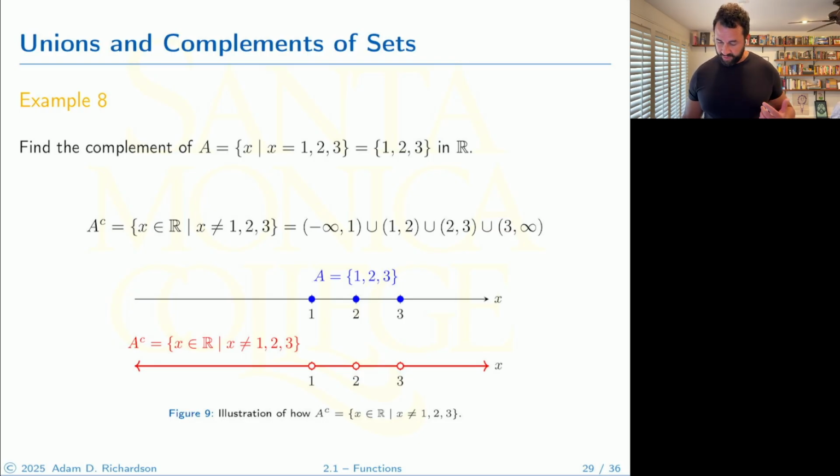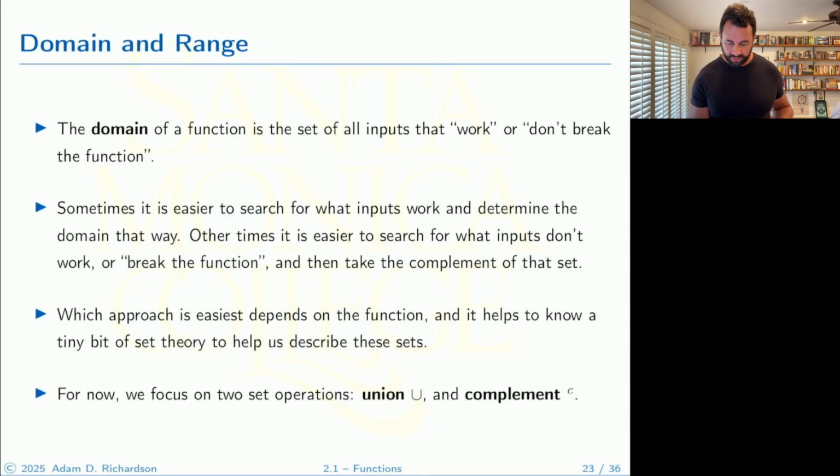This is why it's good to know this stuff because, like I had mentioned before, let me go back a few slides to this one. Remember, sometimes when you're trying to find the domain or the range of a function, sometimes it's easier to search for what inputs work. Other times it's easier to search for what inputs don't work and then take the complement. Like with rational functions, we may say x cannot be equal to one, but everything else works. So the domain is going to be everything except one, right? Every real number, but not one. That's why you want to be comfortable with this notion of a complement and a union.